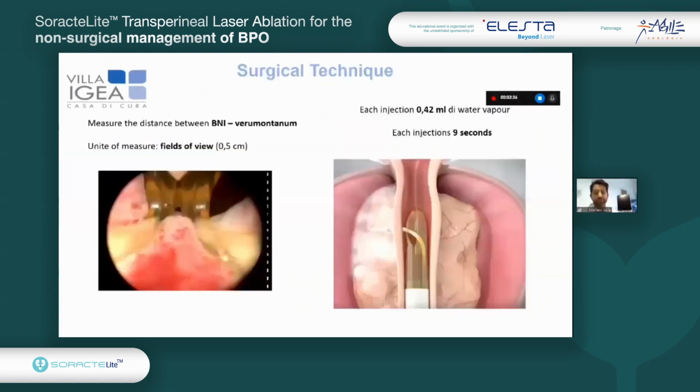It is very important because each field of view corresponds to one injection. So the number of fields of view is related to the number of injections you do. Each injection lasts 9 seconds. If during your injection you are able to reach 7 seconds, then that is fine. But if you're not reaching that cutoff, you have to do it again.